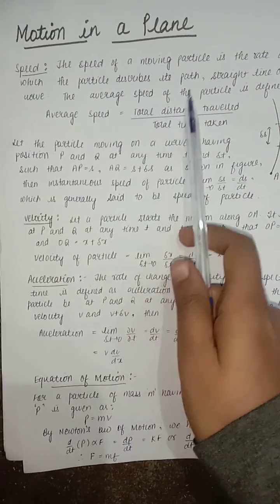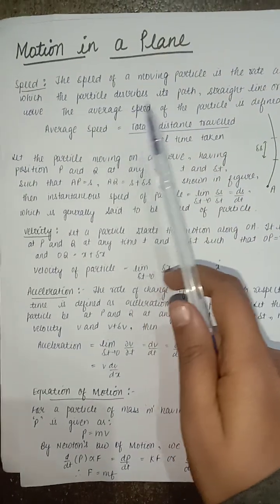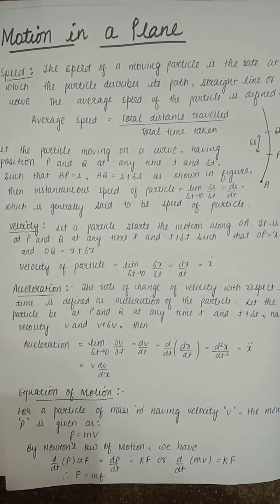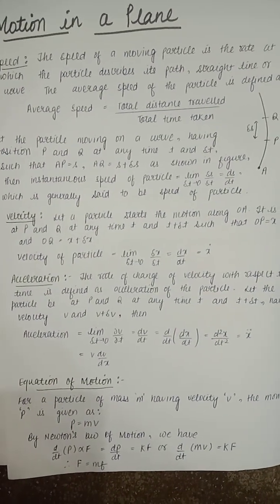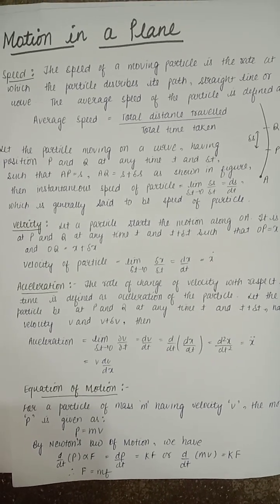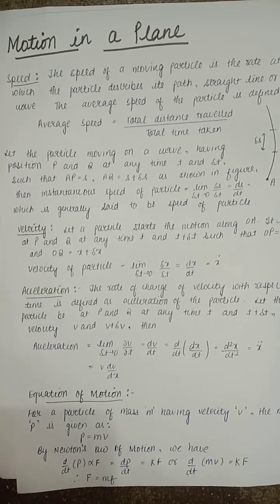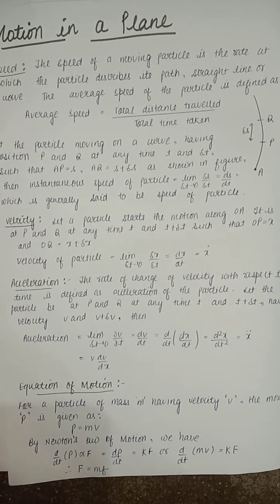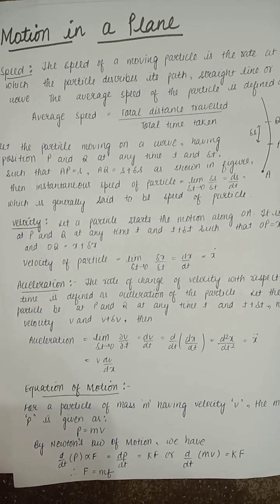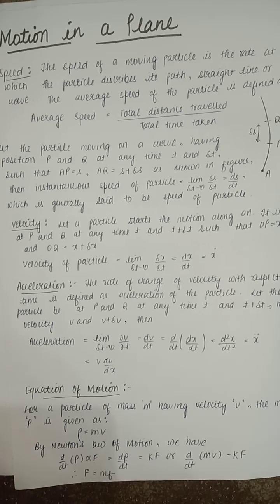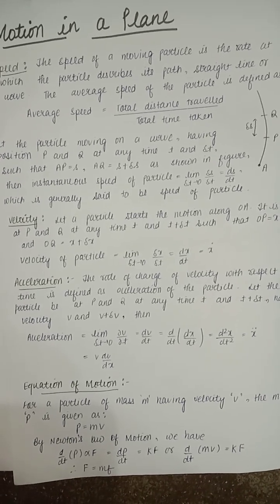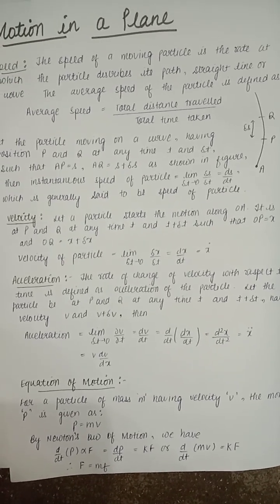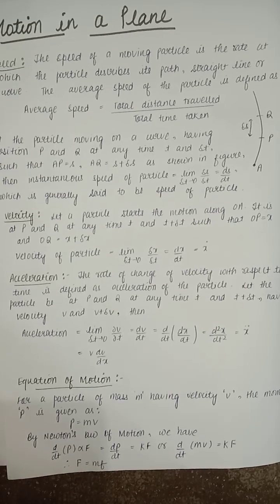Speed. The speed of a moving particle is the rate at which the particle describes the path, straight line or curve. The average speed of the particle is defined as total distance traveled upon total time taken. Let the particle be moving on a curve having the positions P and Q at times t and t plus del t, such that AP is equal to s, AQ is equal to s plus del s, as shown in the figure. Then the instantaneous speed of the particle is the limit as del t tends to 0 of del s upon del t, which is equal to ds upon dt, which is generally said to be the speed of the particle.